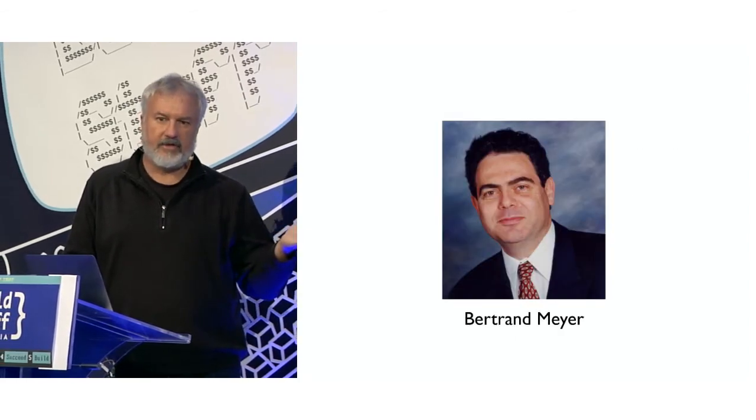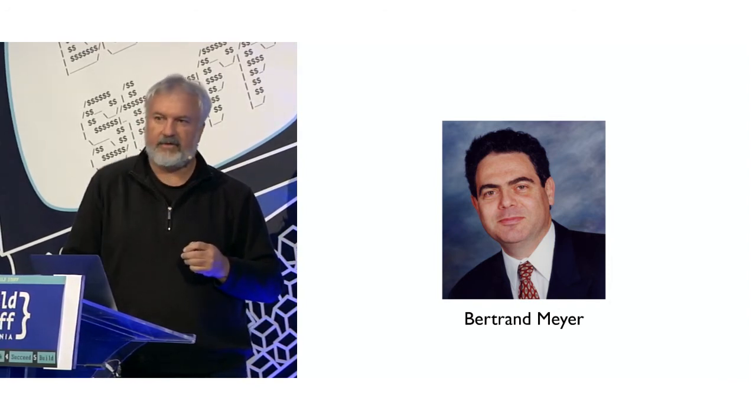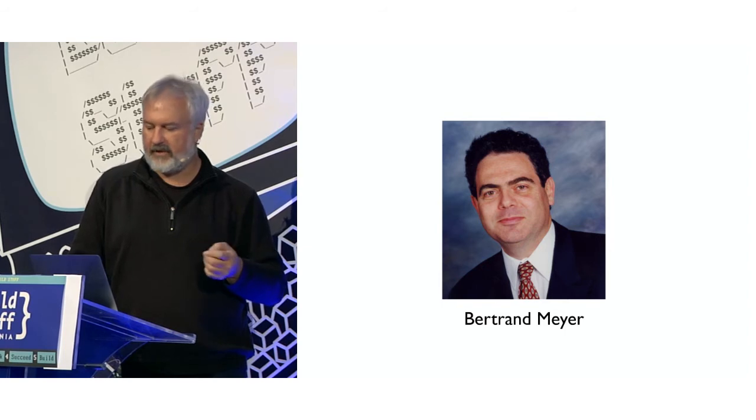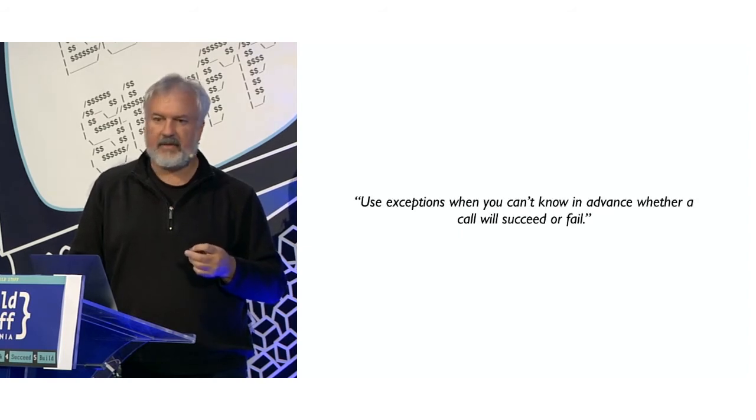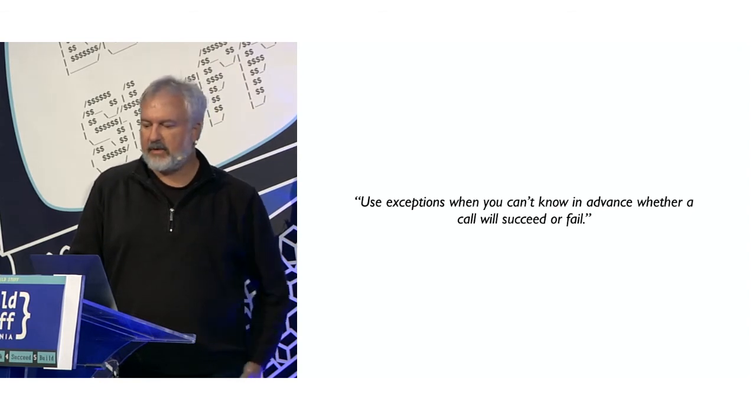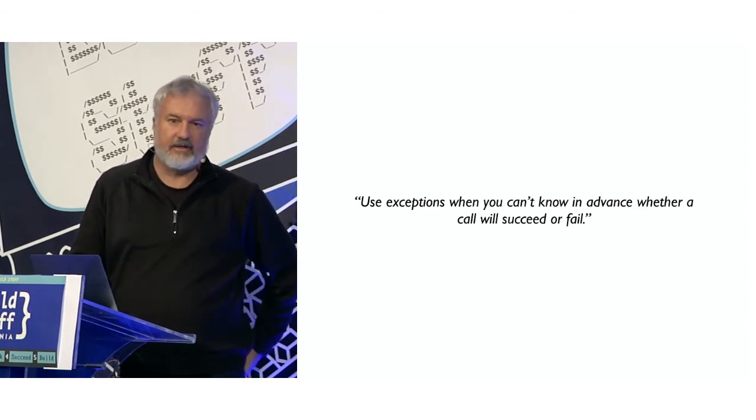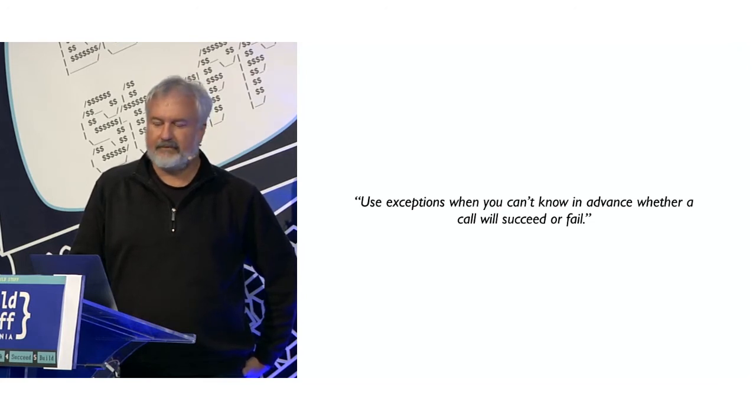Everybody know who Bertrand Meyer is, right? Okay, early object orientation. One thing that he wrote that I still can't find exactly the quote for, so I'm paraphrasing, is this. He was talking about exceptions and when to use them in programs. And he said, use exceptions when you can't know in advance whether a call will succeed or fail. When is it that we don't know in advance whether a call is going to succeed or fail? It's usually just I/O, isn't it?